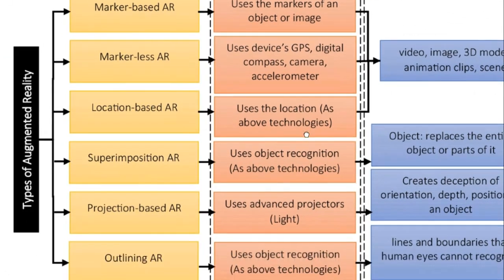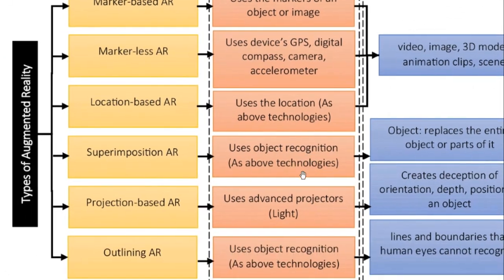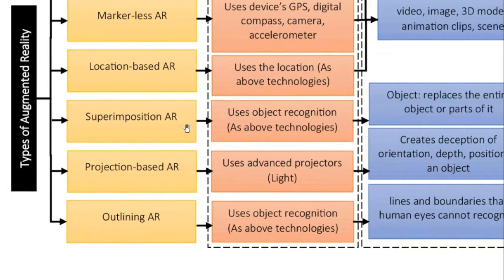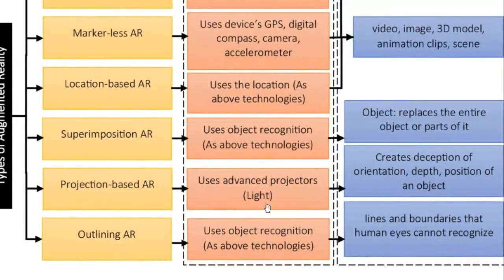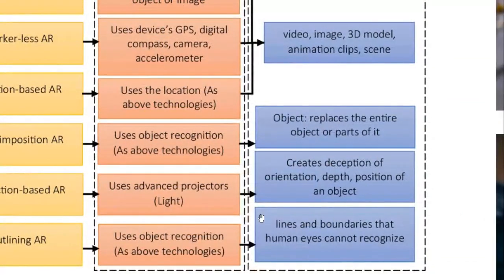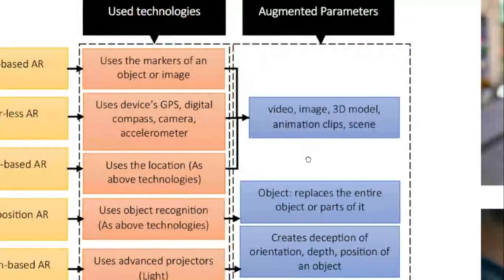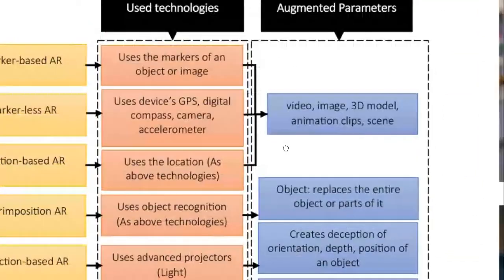Then we have location based, and then superimposition augmented reality, which uses object recognition as well as all these other technologies combined. Then we have projection based, where we use advanced projectors and lighting systems, and then outlining AR, which uses object recognition also.